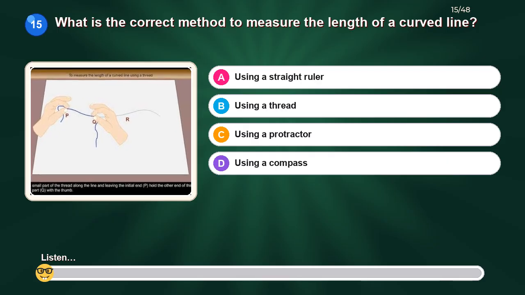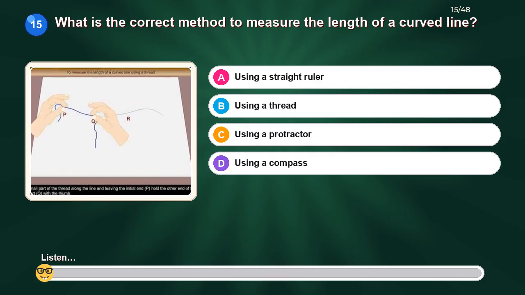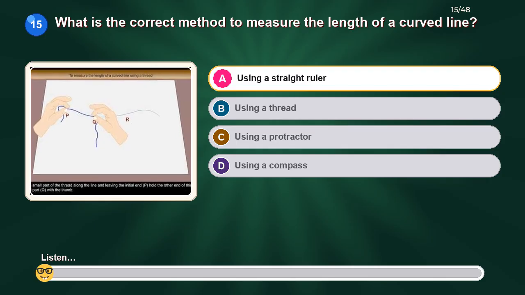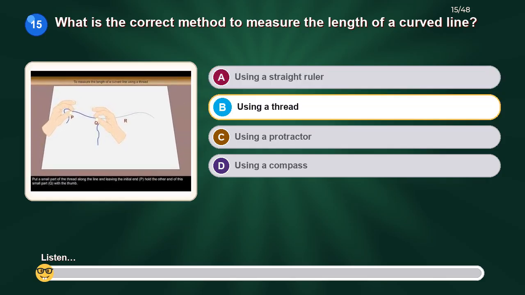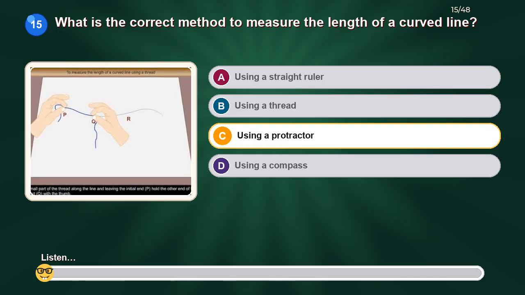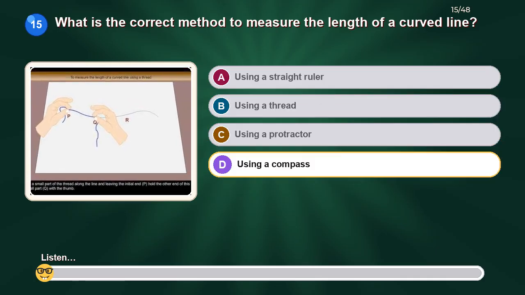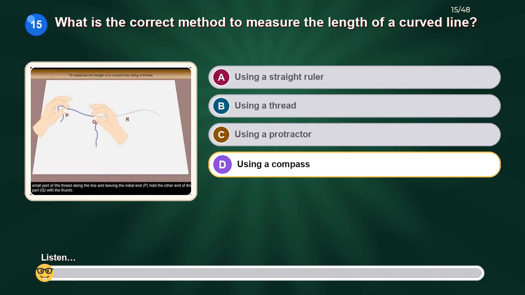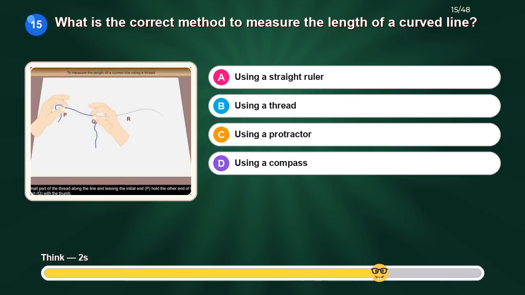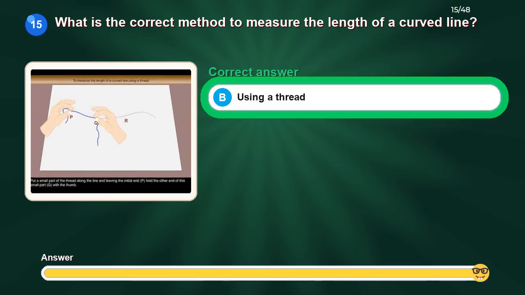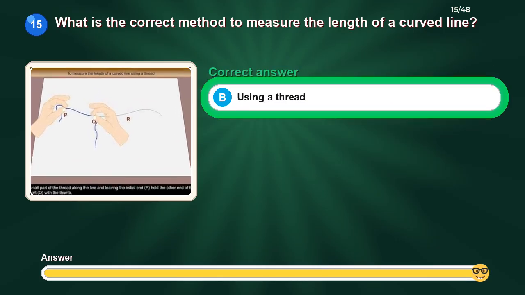What is the correct method to measure the length of a curved line? Option A, using a straight ruler. Option B, using a thread. Option C, using a protractor. Option D, using a compass. The correct answer is using a thread.